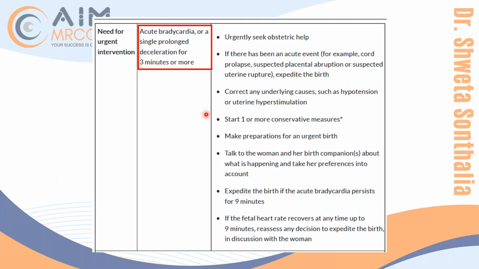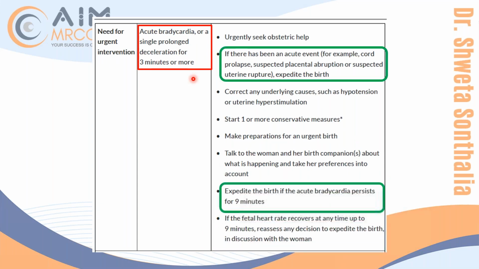The other urgent intervention we already saw, acute bradycardia and deceleration. So again, you have to rule out the acute event, and you have to expedite the birth if bradycardia persists for 9 minutes.